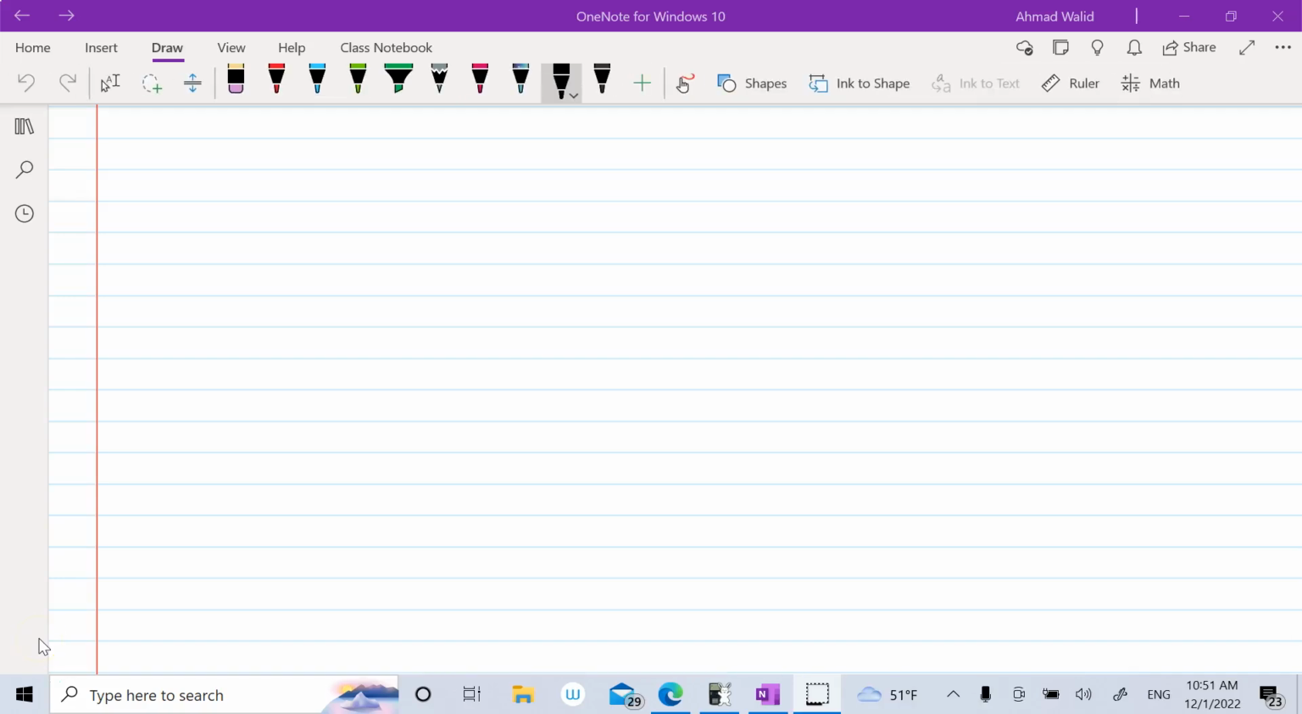Hello all, let's start part 2 of section 7.3. Still we are in 7.3. In this part, we are working on finding sample size, required sample size is much better to say, required sample size for the given margin of error.